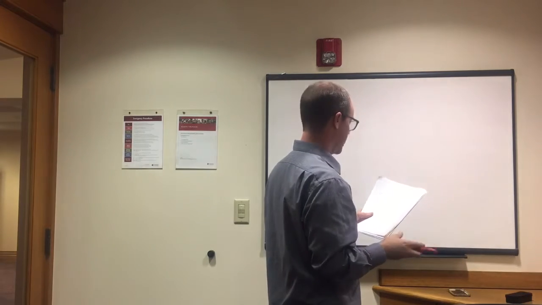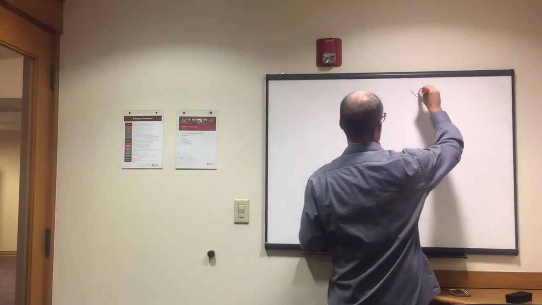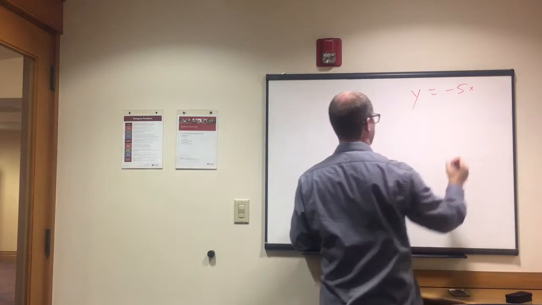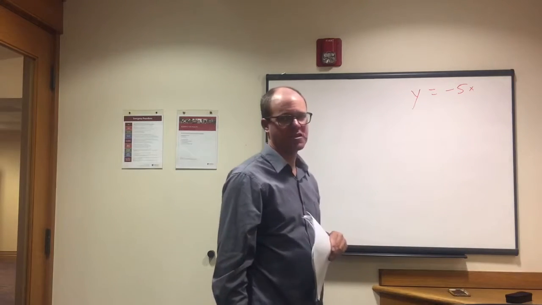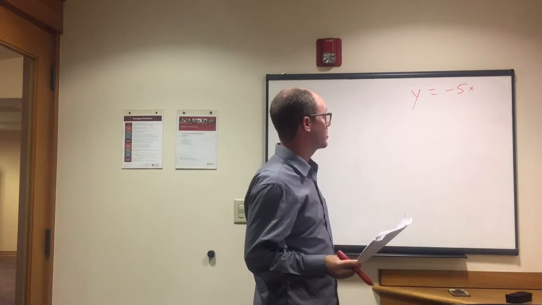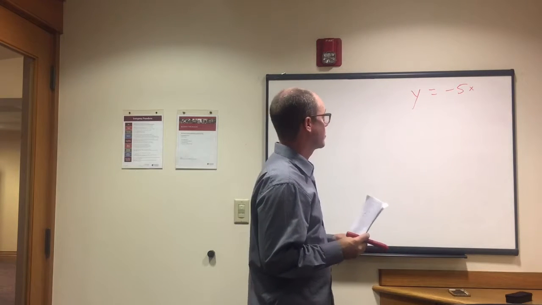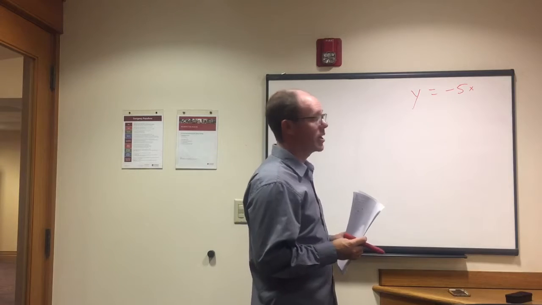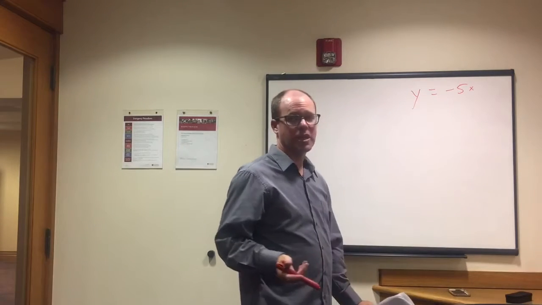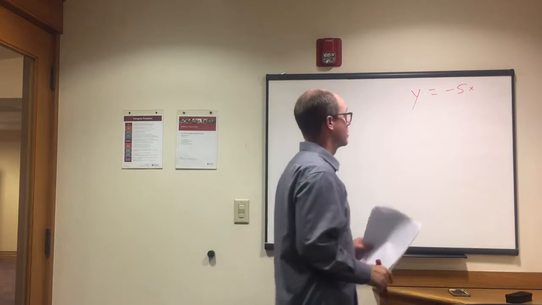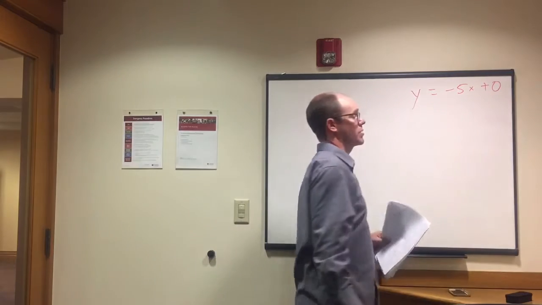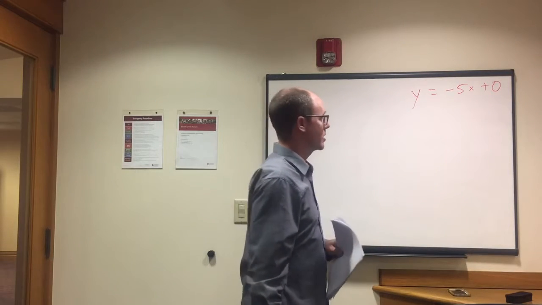So what if they give you something like this? y equals negative 5x. And they say, what is the slope and what is the y-intercept? Usually they'll just ask for one or the other. So remembering it was y equals mx plus b, right? Okay, so we don't have a b. So what does that mean? It means b is 0, right? So this and this, just adding 0, is exactly the same.